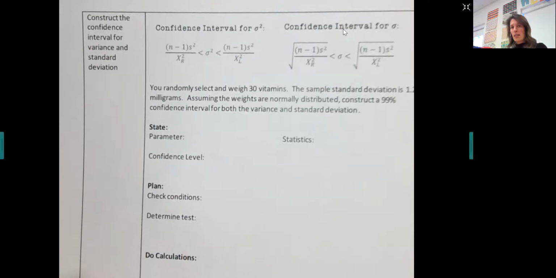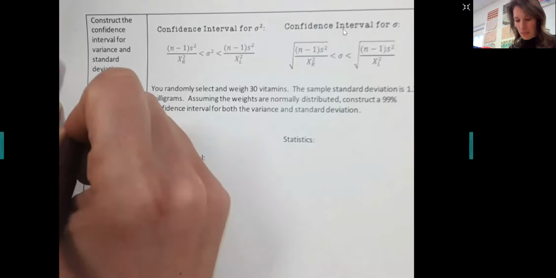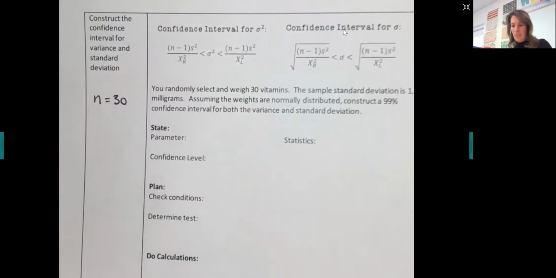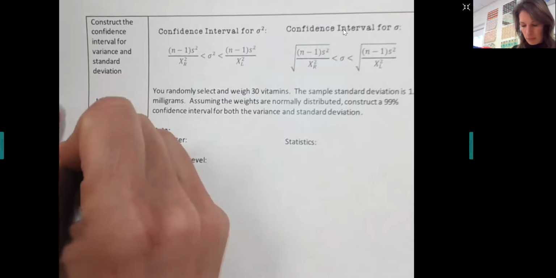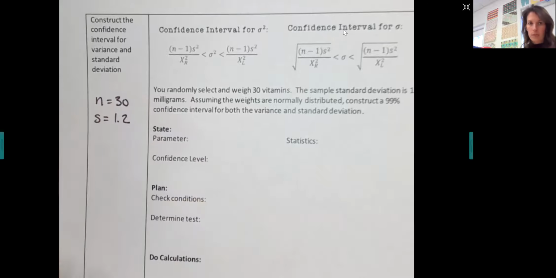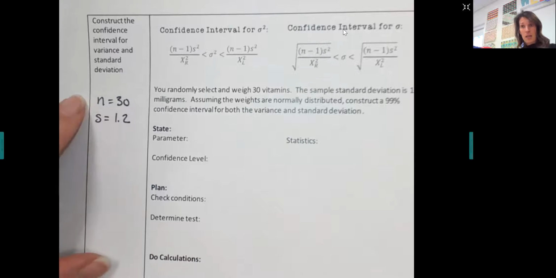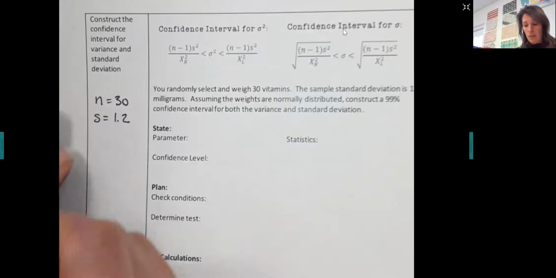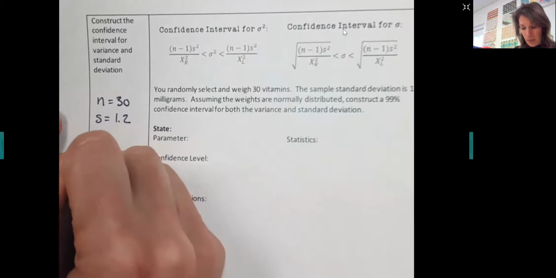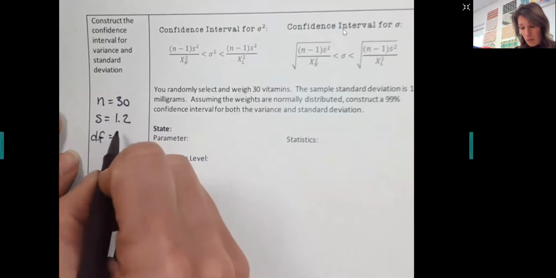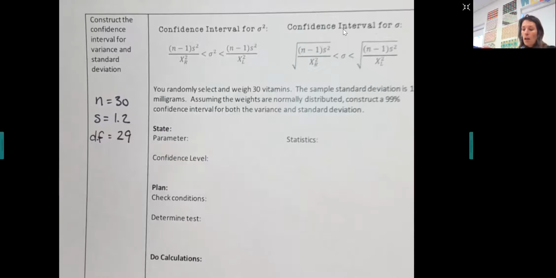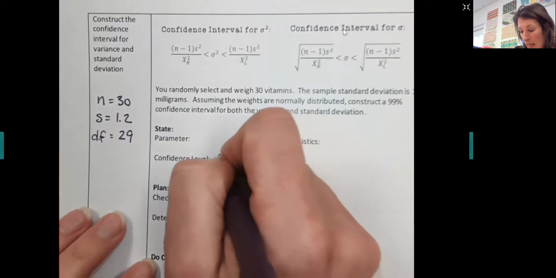This says you randomly select and weigh 30 vitamins. That is going to give me an N of 30. That's my sample size. The sample standard deviation is 1.2. So my S is 1.2. Also, since I just did my sample size, let's do our degree of freedom. My degree of freedom is 30 minus 1, or 29. Assuming weights are normally distributed, construct a 99% confidence interval for both the variance and the standard deviation. So my confidence level is 99%.